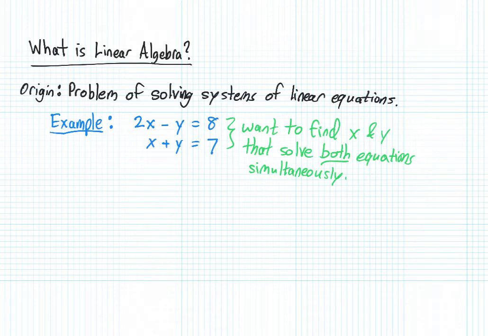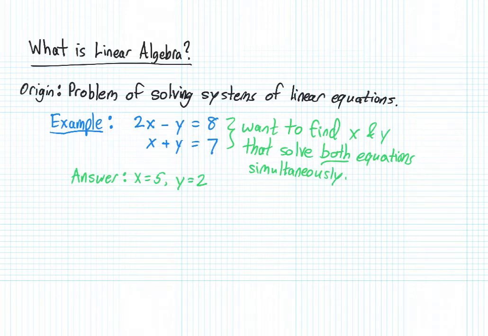Okay, did you solve it? So the answer is x equals 5 and y equals 2. And you can check this just by plugging the numbers in and seeing that it works. So if you plug in x equals 5 and y equals 2, you get 2x minus y is 10 minus 2 is equal to 8. So it works. And then if you plug it into the second equation, you get 5 plus 2 is equal to 7, which is true, so it works. So we know that this is actually a solution.